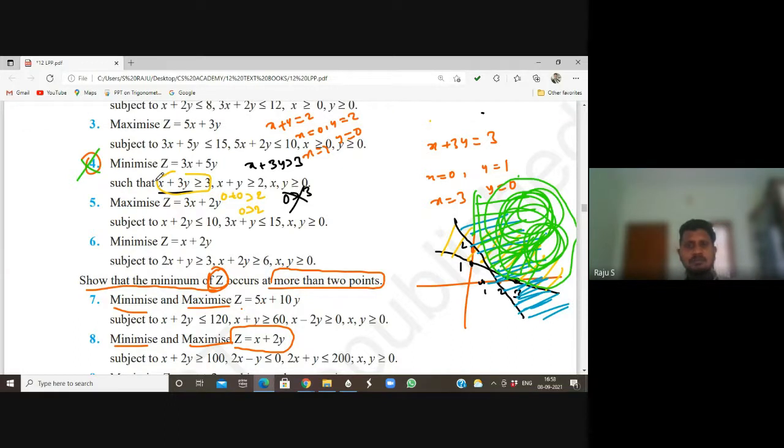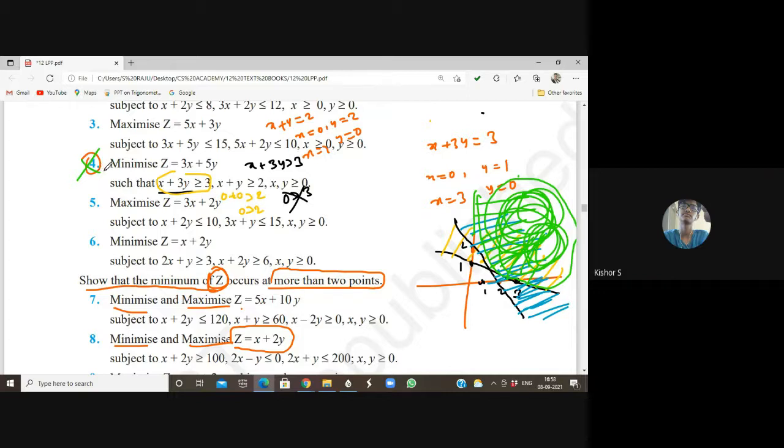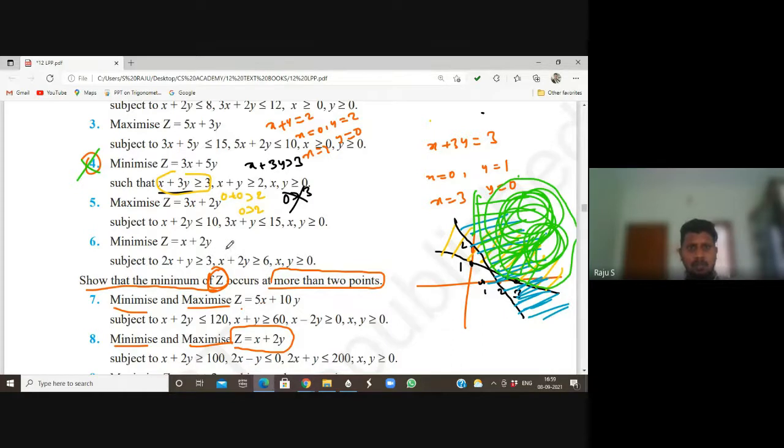Got it, Kishore? Sir, then is the sixth one also an unbounded question? Yeah, sixth one also maybe. If both will be greater than or equal to, just observe that. Yeah, this is also unbounded. Sixth one also mostly will get unbounded because it is greater than or equal to. So whenever both will be lesser than, surely it is bounded. Lesser than questions are bounded.